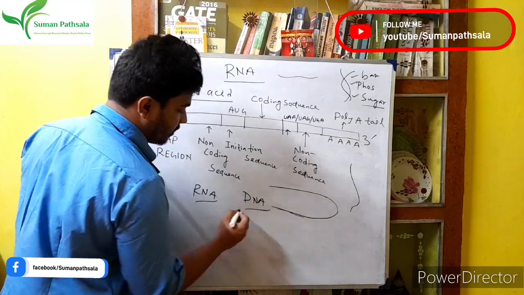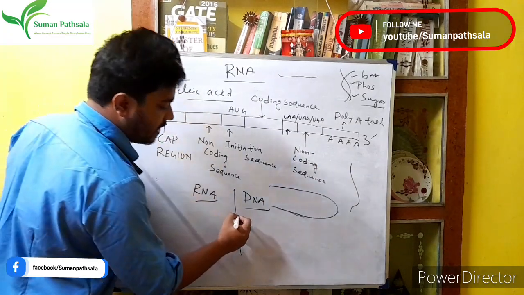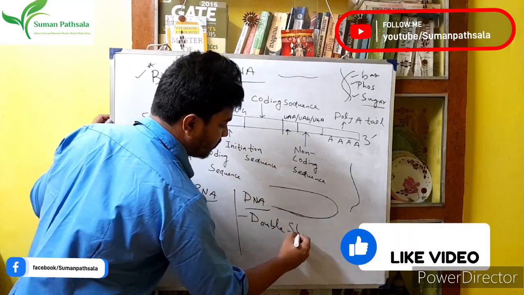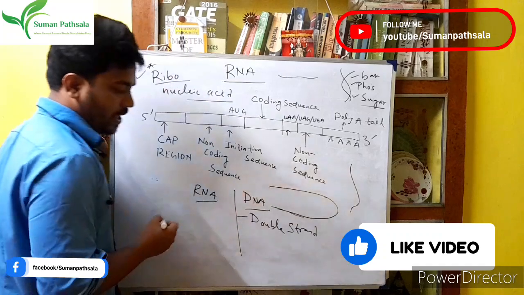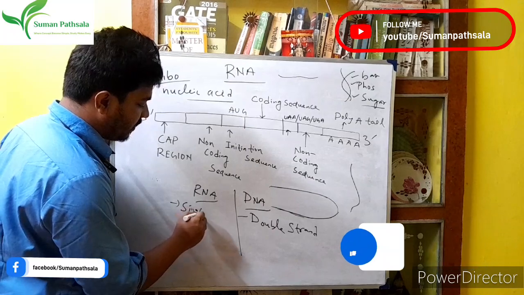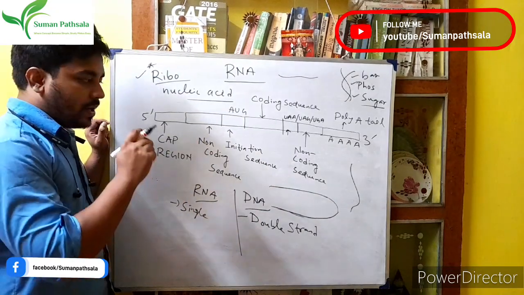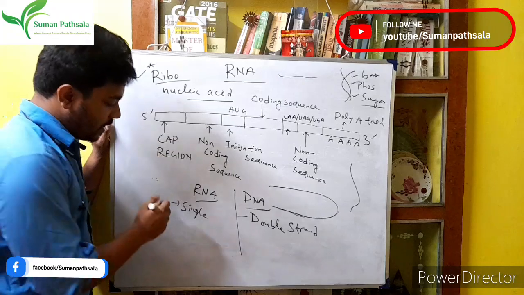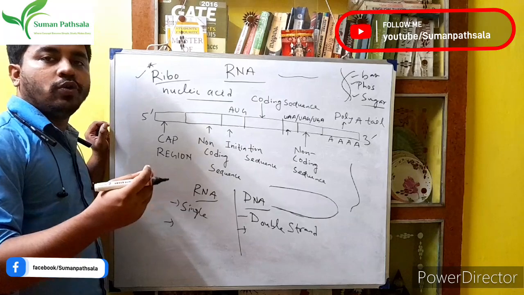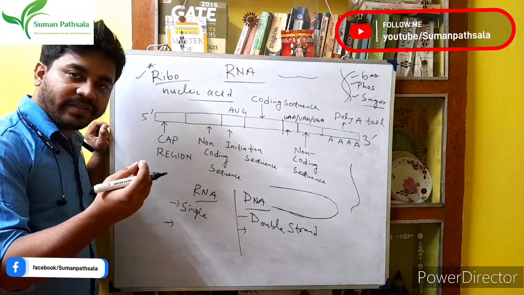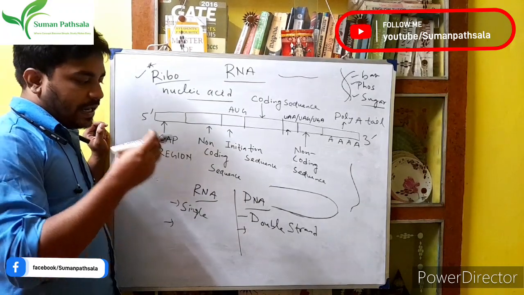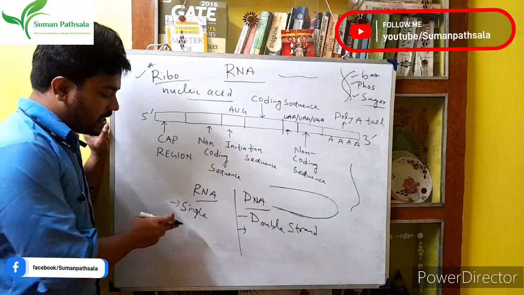We all know that DNA is double strand, but RNA is only single strand. The second one is, in case of DNA, we know they have the nitrogen bases, the purines and pyrimidines, right? But in RNA, there is some change in the pyrimidine.